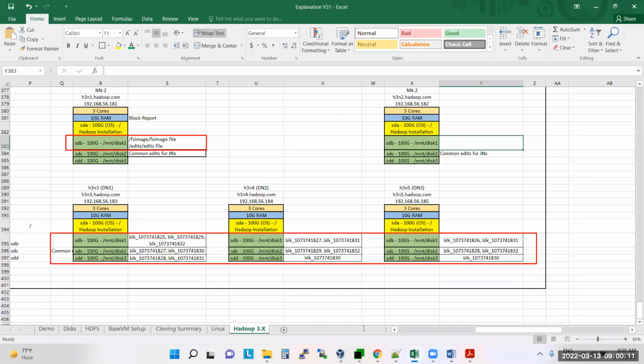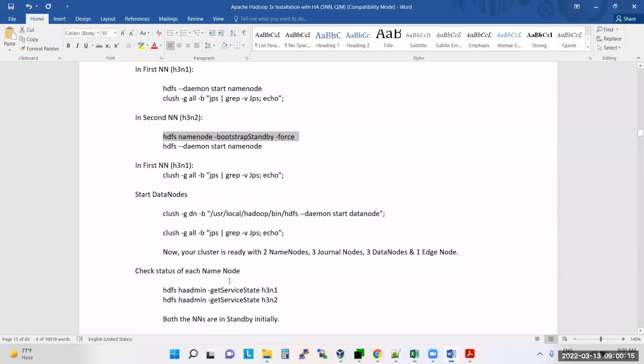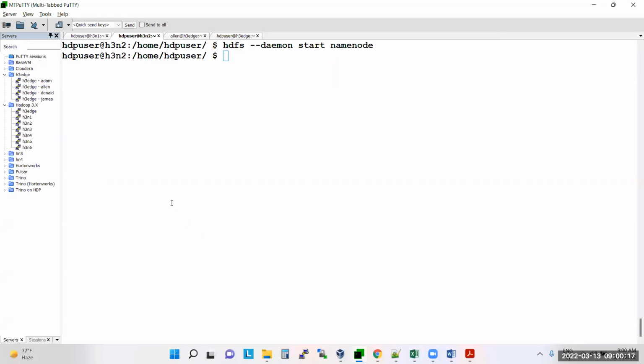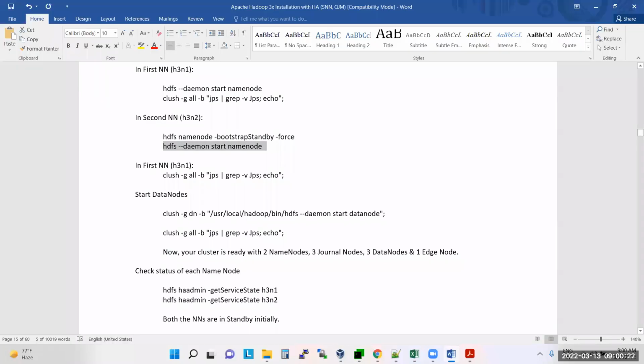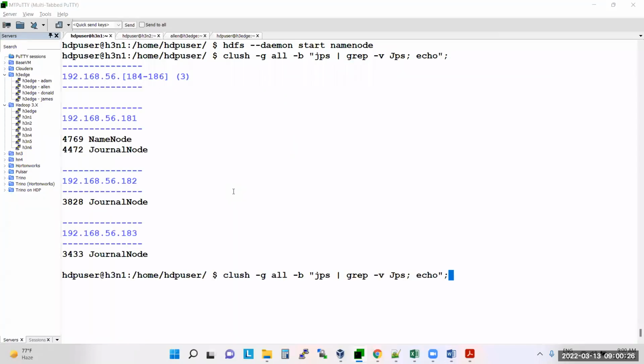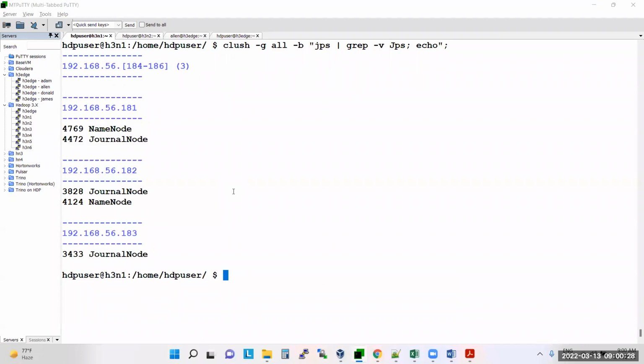Now you can start the name node in this machine. Now go to the edge node to execute the commands. Now you see how many name nodes are started. 2 name nodes, sir. 2 name nodes are started, and 3 journal nodes are started.